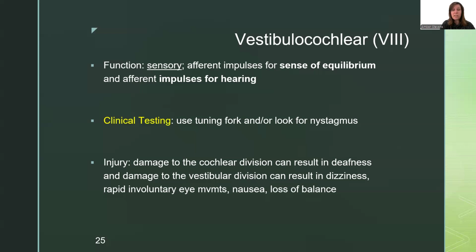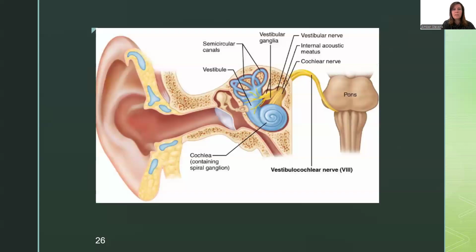If there is injury to this nerve, damage can cause deafness if it's done to the cochlear branch, or dizziness, loss of balance, and nausea if it's damage to the vestibular branch. And this is an illustration of where those nerves are.